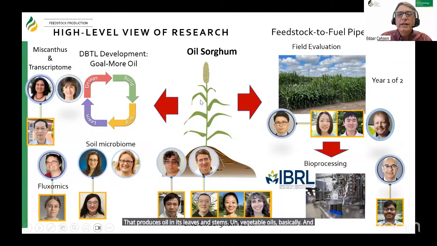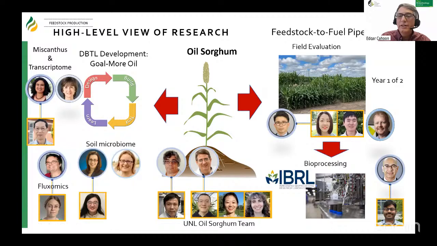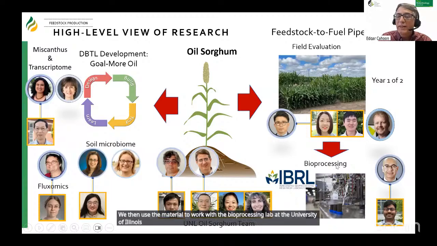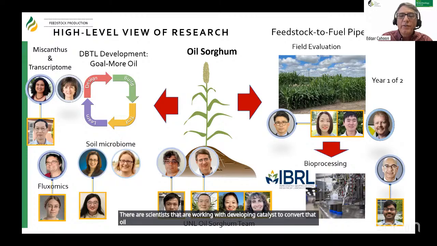And so we then, working with Illinois, we have this feedstock to fuel pipeline where we grow the sorghum both in Illinois and Nebraska over 2 seasons. We then use the material to work with the bioprocessing lab at the University of Illinois that develops methods for extracting the oil from the vegetative parts of the plant. Then further on in the conversion theme of CABI, there are scientists that are working with developing catalysts to convert that oil into sustainable aviation fuel and renewable diesel.